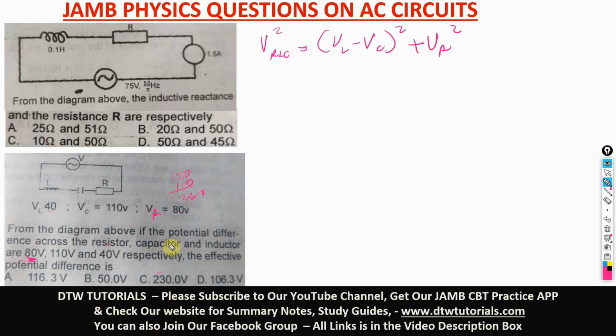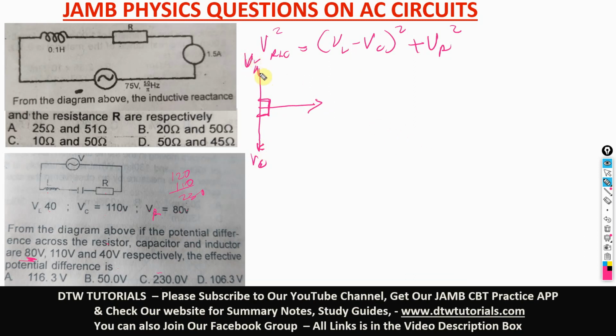In an AC circuit, VL, the voltage in the inductor, and VC, the voltage in the capacitor, are out of phase. They are out of phase by 180 degrees. Okay, this is VL and this is VC. They are out of phase by what? 180 degrees.